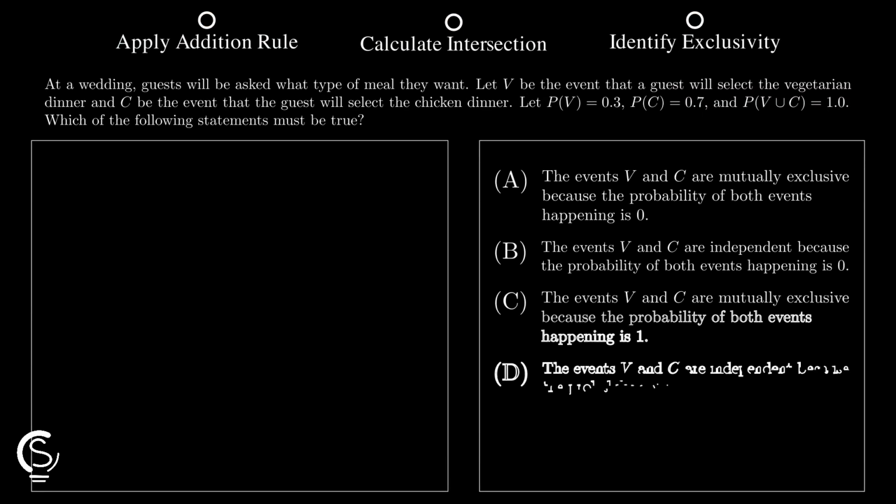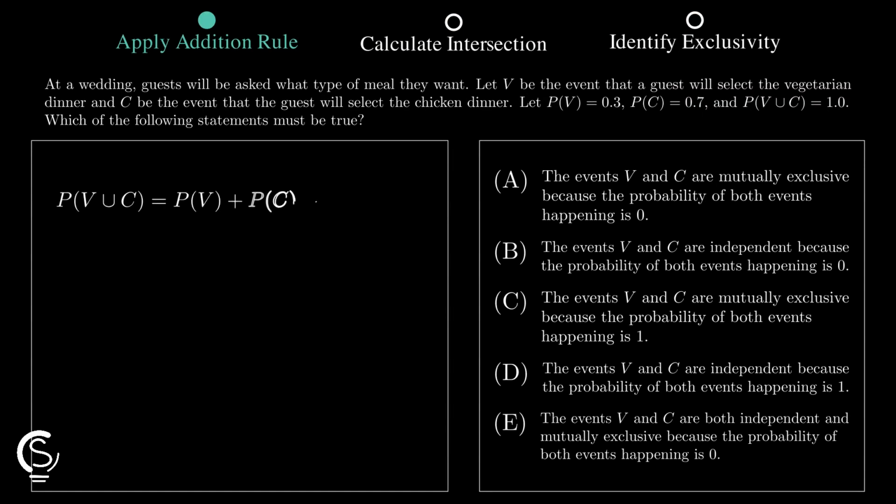Start with the addition rule for probability. The union of two events equals the sum of their individual probabilities minus the probability of their intersection. That is our starting point.